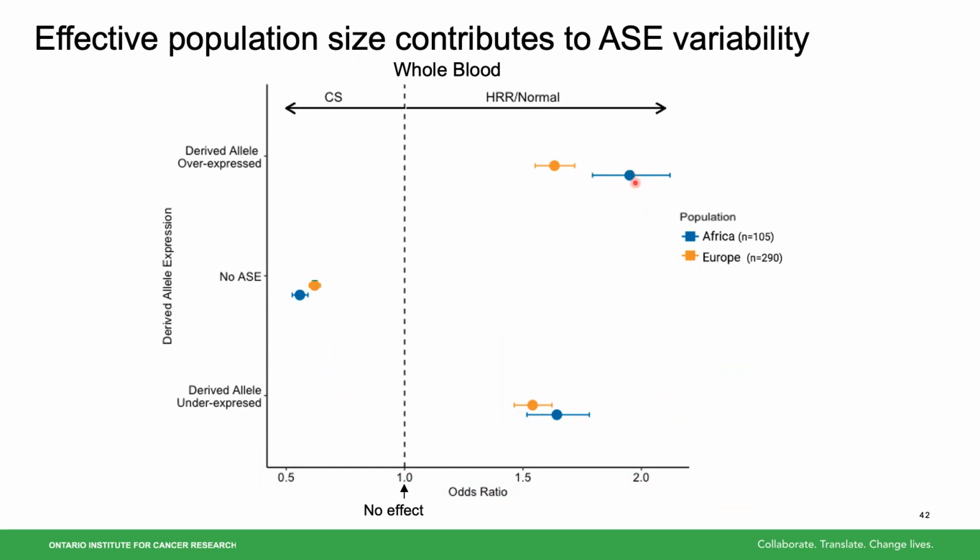where the larger effective population of Africa has an increased enrichment in these high and normal recombination regions compared to Europe, which has a smaller effective population size. And when I add in our populations of Quebec, we again see this reduction in enrichment based on the effective population size being reduced as well. And this is specifically observed in overexpression for our whole blood.